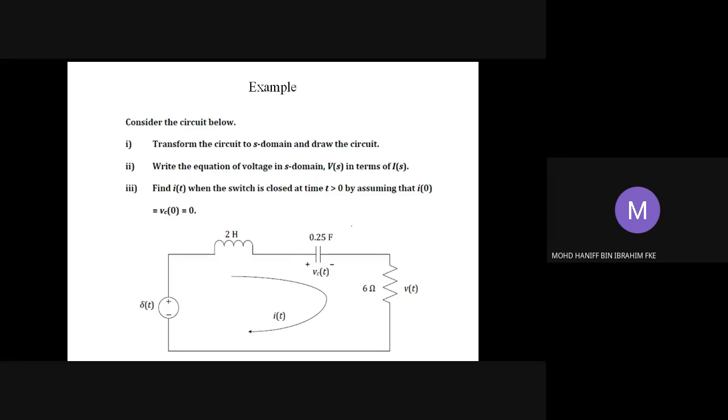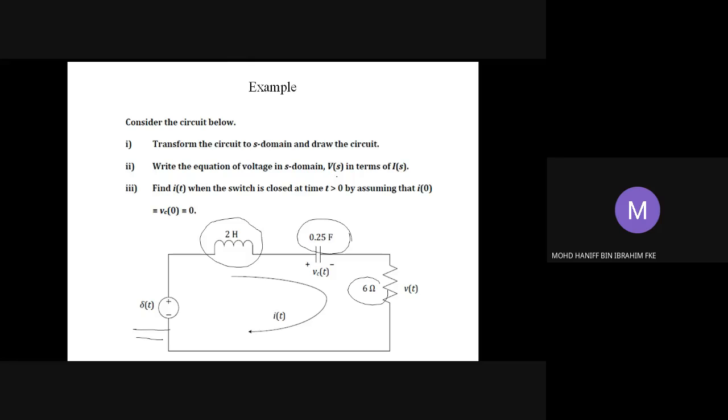We have a circuit consisting of one voltage source of delta(t), 2 henry of inductor, 0.25 farad of capacitor, and 6 ohm of resistor. So that should be the components of your circuit. Number 1, the question is we need to transform the circuit to the S domain and draw the circuit. So this is a transformation of the circuit from the time domain to the S domain.